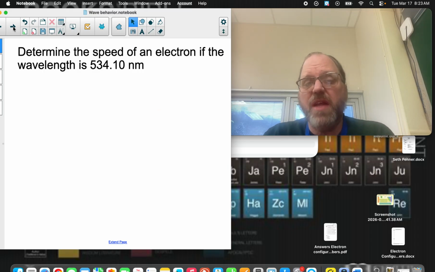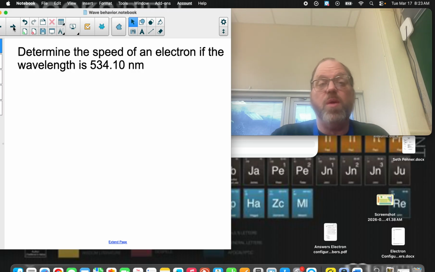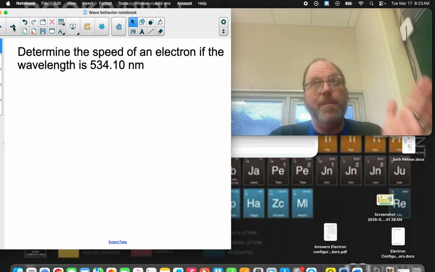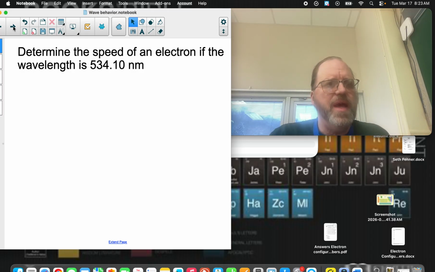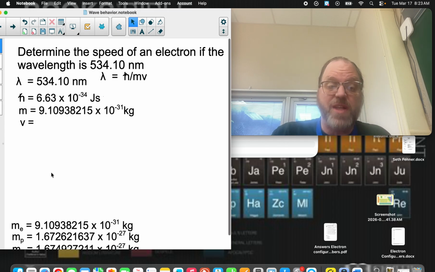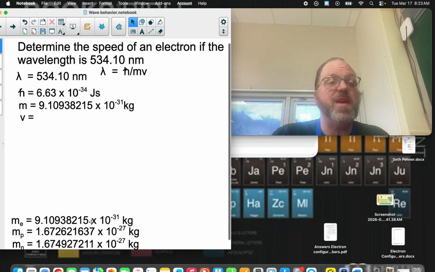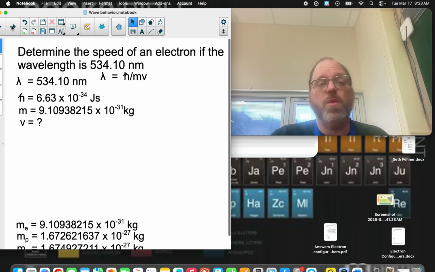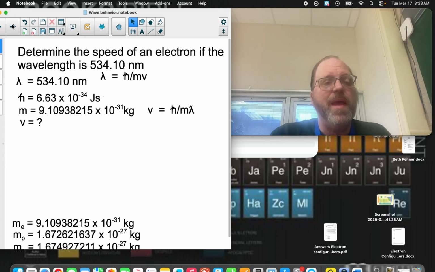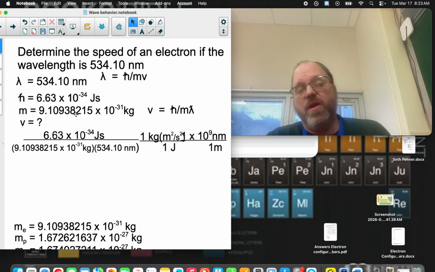This time I want to determine the speed of an electron if the wavelength is 534.10 nanometers. So this we can see. It's probably going to be green, orange in there someplace of the spectrum. So our equation again, our values: lambda is 534.10 nanometers, Planck's constant doesn't change. Mass is still an electron, so there's the mass of the electron in case you don't believe me. All right, and we don't know the velocity. So we're going to rearrange. We're going to swap partners. V is going to go up, lambda is going to come down. So we get V is equal to Planck's constant over m lambda. Put the values in with our other two.